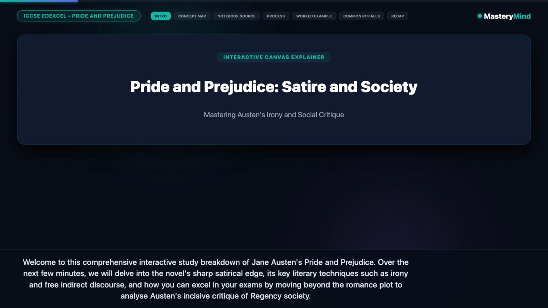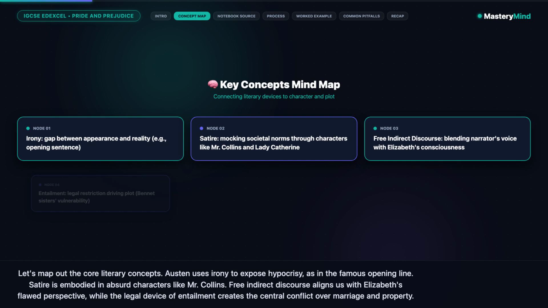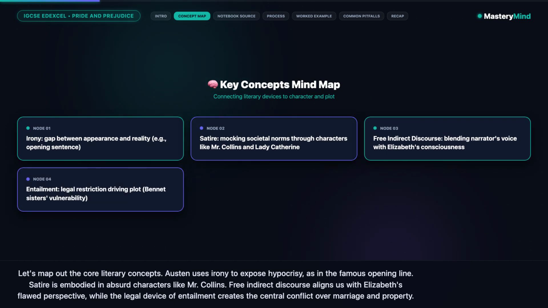Let's map out the core literary concepts. Austen uses irony to expose hypocrisy, as in the famous opening line. Satire is embodied in absurd characters like Mr. Collins. Free indirect discourse aligns us with Elizabeth's flawed perspective, while the legal device of entailment creates the central conflict over marriage and property.